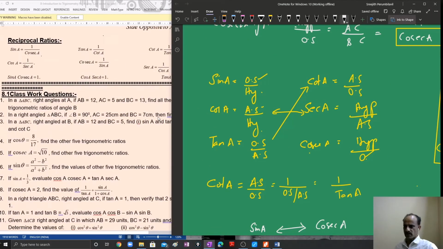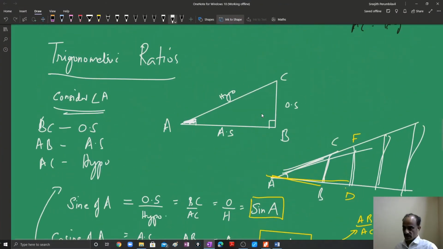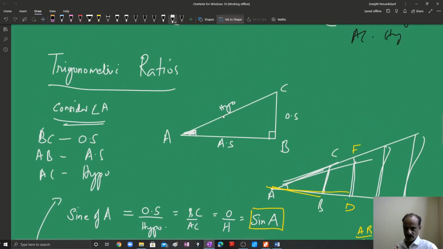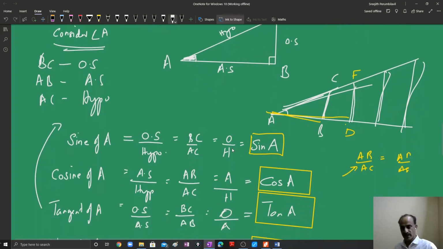We are going to start with a small, simple question. Before starting the questions, I'll just say once again, we are defining 6 trigonometric ratios based on the sides. We are taking various ratios between the sides: opposite side and adjacent side, one ratio; opposite side and hypotenuse, another ratio; hypotenuse and adjacent side, another ratio. So we are creating certain ratios and we name them.